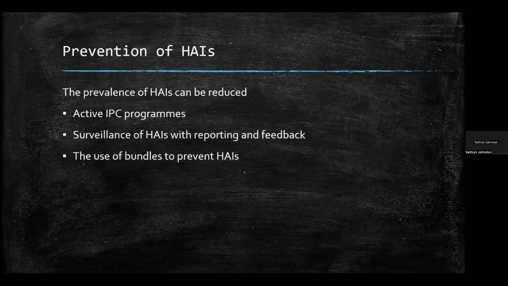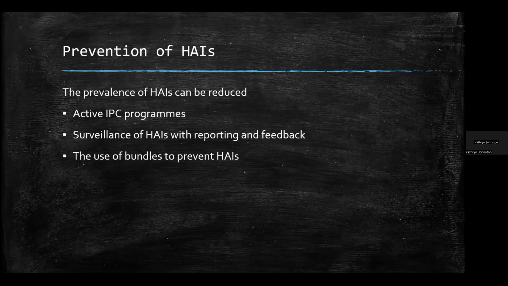The second component that's critical is conducting surveillance for HAIs using validated and standardized case definitions. But it's not good enough to just do the surveillance. You have to report and give feedback, so you have to make sure that there's feedback to the appropriate stakeholders. And then the last one is the use of bundles, and I talked about that. Care bundles have shown significant impact on the prevention of healthcare-associated infections.